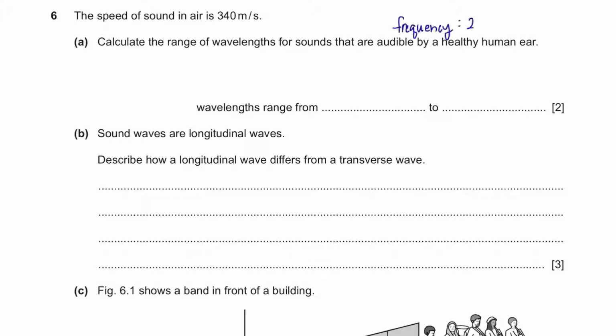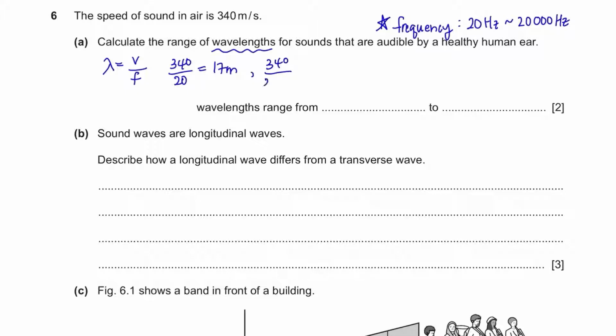The frequency that humans can hear is from 20 Hz to 20,000 Hz. This needs to be memorized. They asked us to find the wavelengths, so we calculated using the formula wavelength equals the speed of sound over frequency. 340 over 20 equals 17 meters, and 340 over 20,000 equals 0.017 meters. So the range is from 0.017 meters to 17 meters.